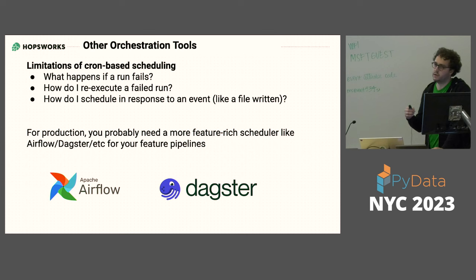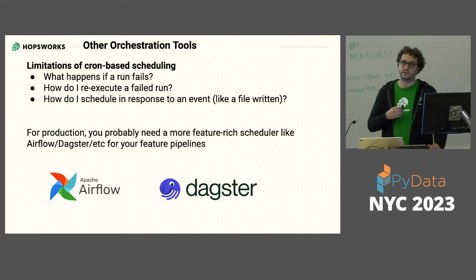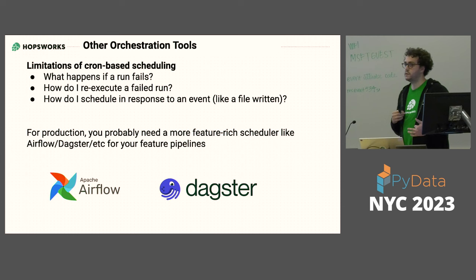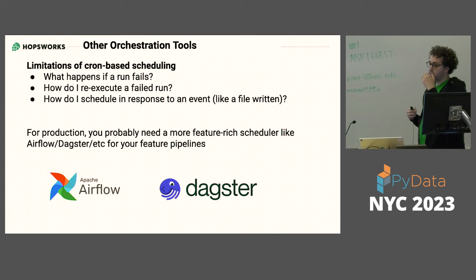The problem with time-based scheduling is that your pipeline might have upstream dependencies. You might have a dependency on some external process that takes data from a database and dumps it to the data warehouse for your pipeline to read and create the features. If that upstream pipeline fails and you're doing time-based scheduling, your pipeline is going to run anyway. It doesn't have any knowledge that the upstream pipeline has failed.